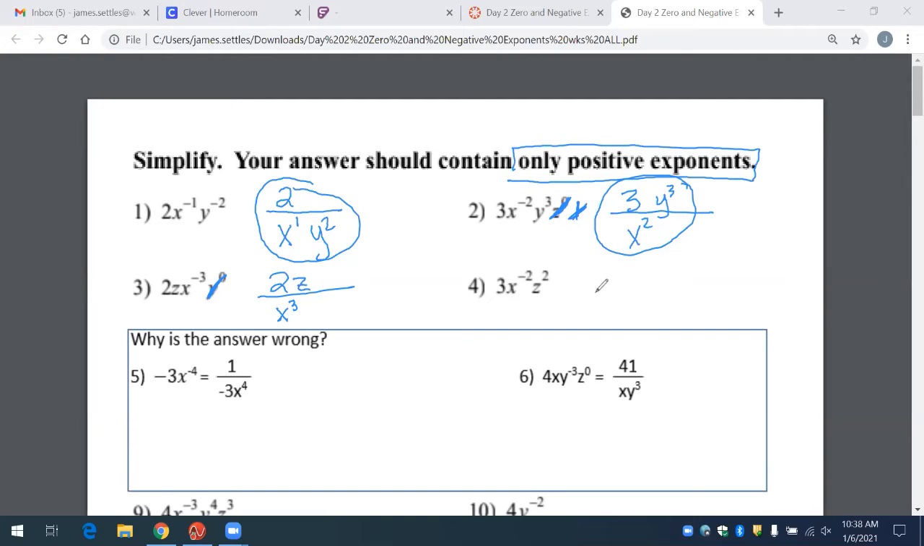All right. So draw a fraction bar for number 4. All right. Where's the 3 go? On top. Where does x to the negative 2 go?